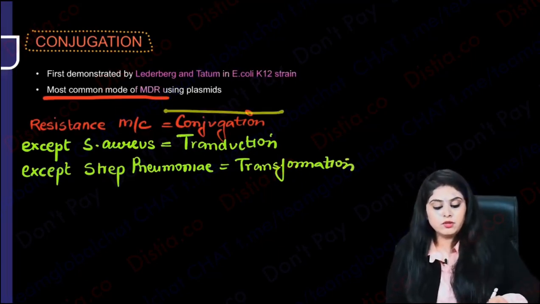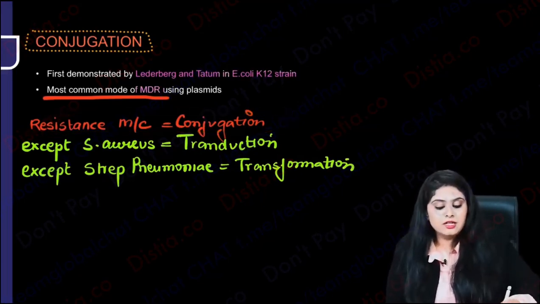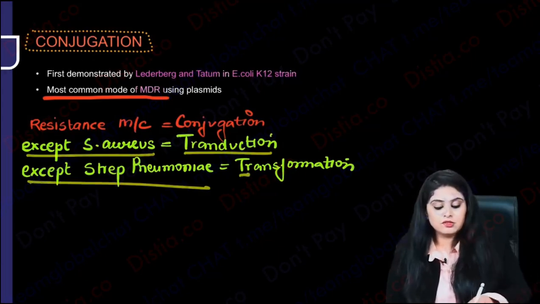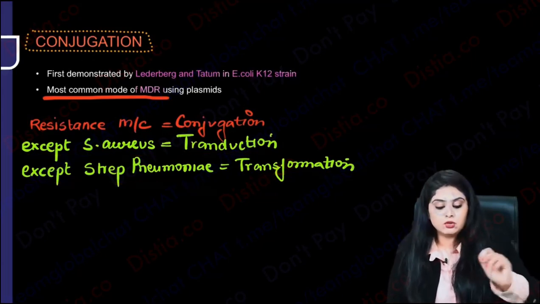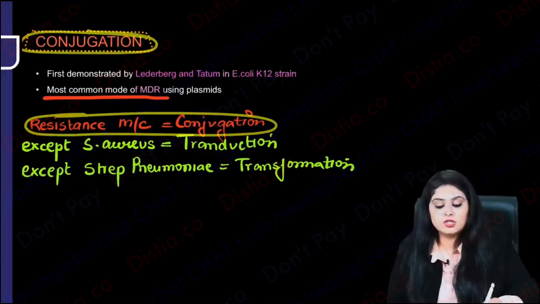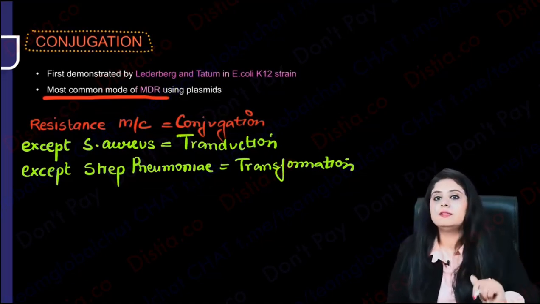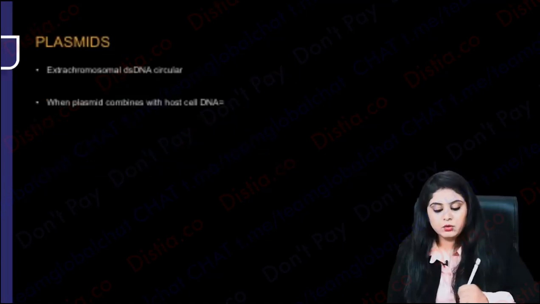So the most common mode of resistance spread is going to be conjugation. However, for Staph aureus the resistance is spread by transduction, and for Streptococcus pneumoniae it is by transformation. So for now, let's come down to the most common method, and that is conjugation. Conjugation will occur when it involves something called a plasmid. So first, let's understand the meaning of plasmid. This is what you know for a plasmid.